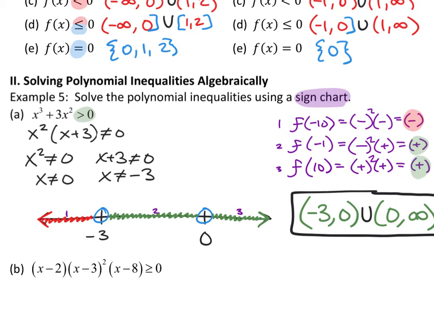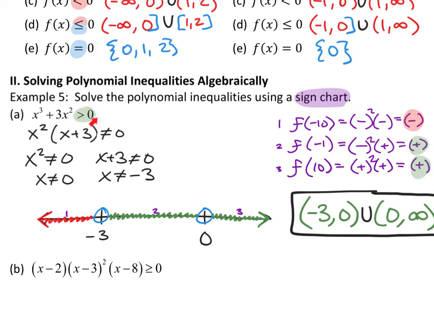Do the same thing for the third section. You plug in a number using a sign chart to decide what the sign would be, either positive, which is above, or negative, which is below. And then we think back, what was this question actually asking? This question was asking, where is it above the x-axis only?